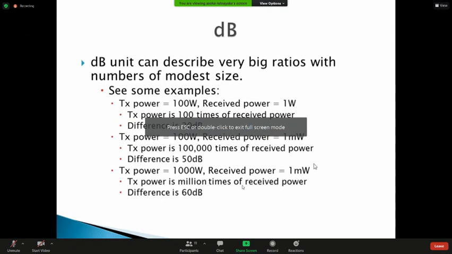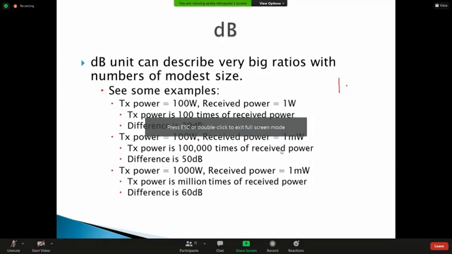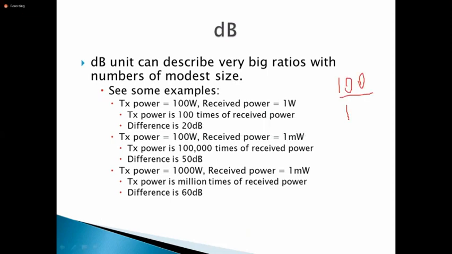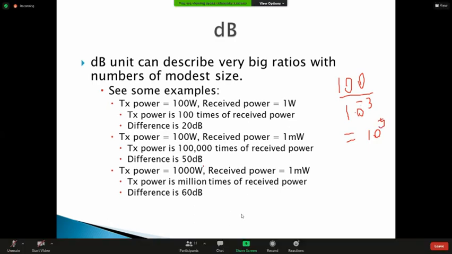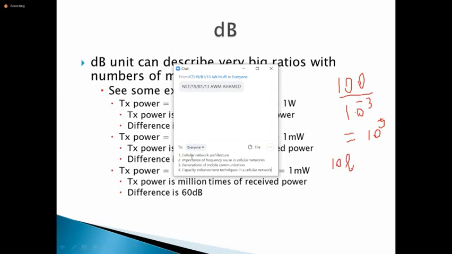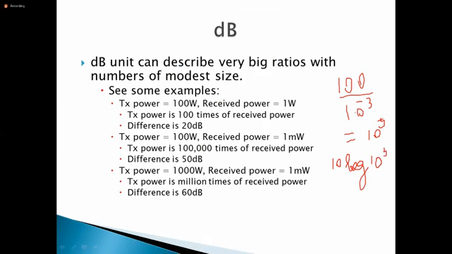Okay, then if the transmitted power is 100 watts, received power is 1 milliwatt. එතකොට ratio එක කීයද? 100 watts සහ 1 milliwatt අතර ratio එක 100 බෙදීම 10 to the power minus 3. Okay, that means ratio එක 10 to the power 5. එහෙනම් කොච්චර difference එකක් තියෙනවද? 50 dB. 50 dB calculate කරනකොට 10 log 10 to the power 5 නේ.